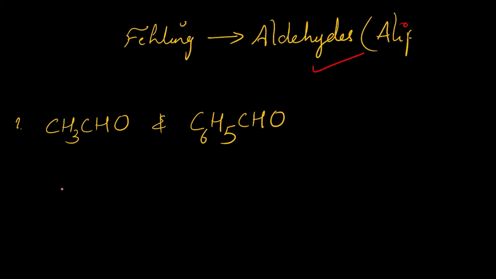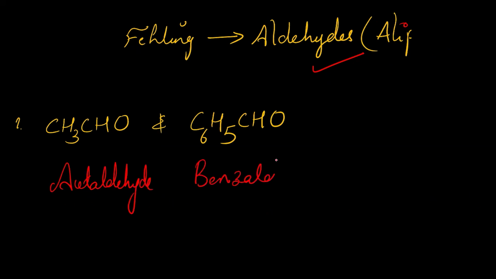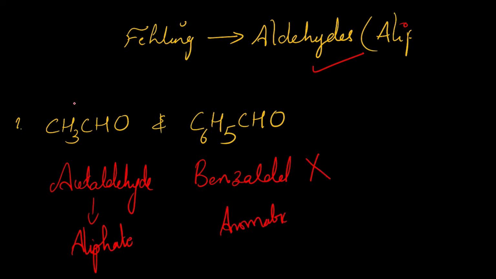Aliphatic only. So when you are given acetaldehyde as well as benzaldehyde, what is happening here? Acetaldehyde is an aliphatic aldehyde, and benzaldehyde is aromatic. So benzaldehyde would not give this Fehling test. Acetaldehyde will give this Fehling test.